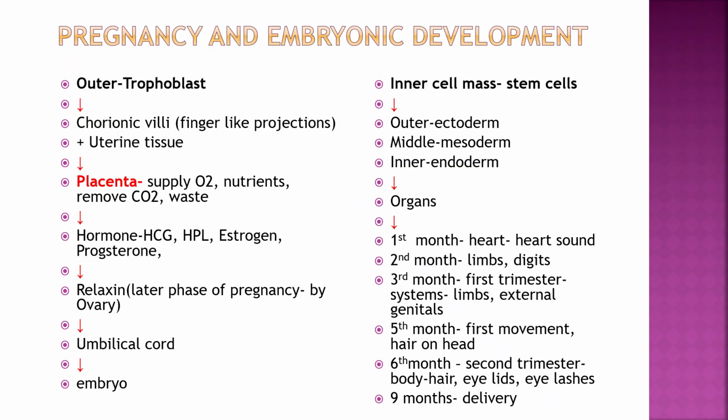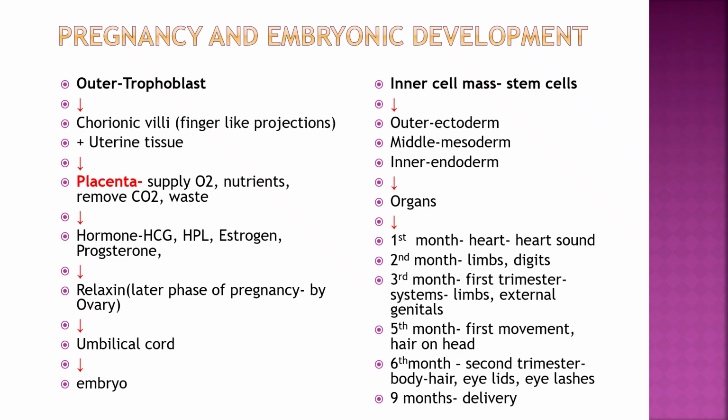Now let's see pregnancy and embryonic development. So the outer portion is called trophoblast. It is converted into the chorionic villi. They are finger-like projections in the uterine tissue, and then they attach to the uterine tissue. So they convert into the placenta, which supplies oxygen and nutrients to the developing fetus, and removes carbon dioxide and waste. The hormones HCG, that is human chorionic gonadotropin, HPL, that is human placental lactogen, estrogen and progesterone are responsible.